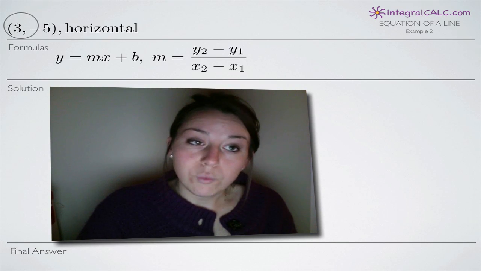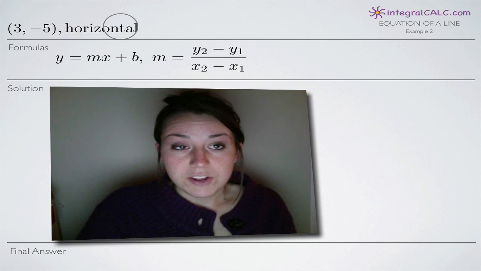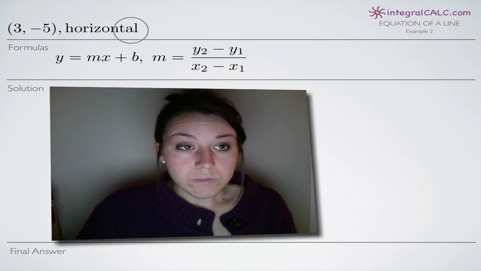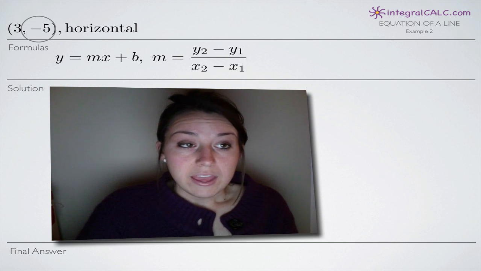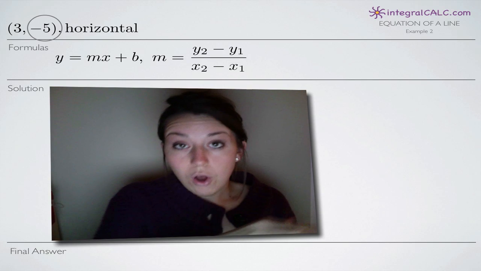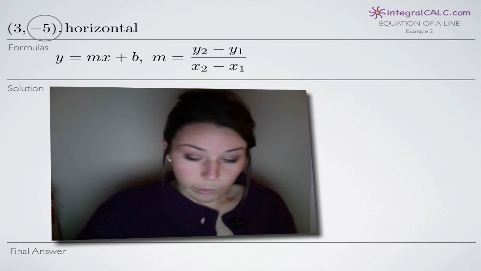So we're only given one point and then the information that it's horizontal. In order to find m, we're going to need to find another point on the line. I think the easiest way in this particular case, since we don't have another point, is to plot the point (3, -5) and then draw a horizontal line through that point.